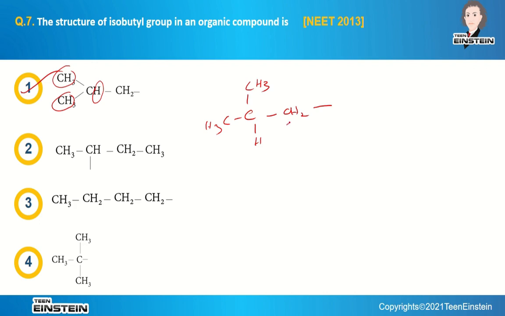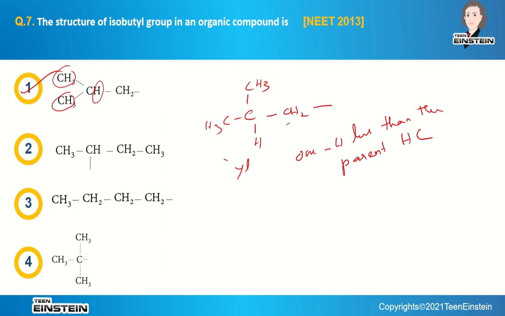When the second carbon of the chain has a methyl group attached to it, it is called an iso group. Here, the suffix yl is used for one hydrogen less than the parent hydrocarbon. So the correct structure of isobutyl group in an organic compound is given in option number 1.